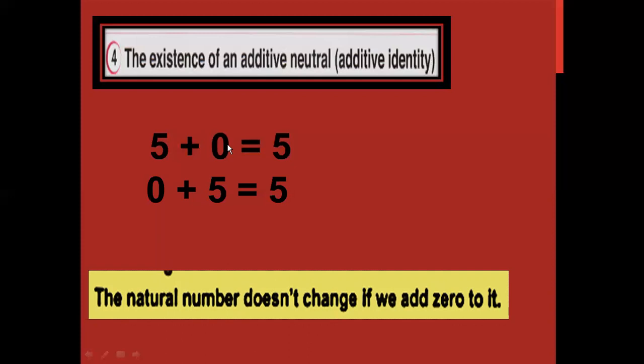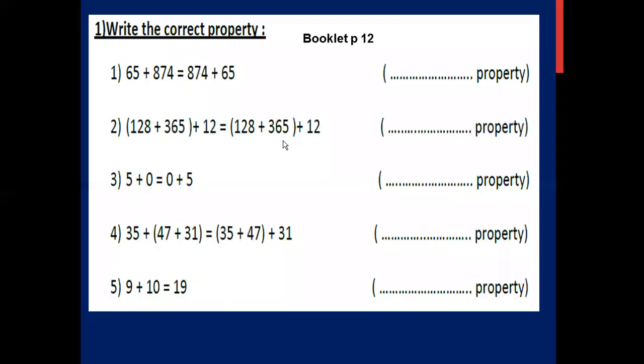And 0 is called the additive neutral or additive identity. Additive neutral or additive identity, okay? And here he wanted to write the correct property.